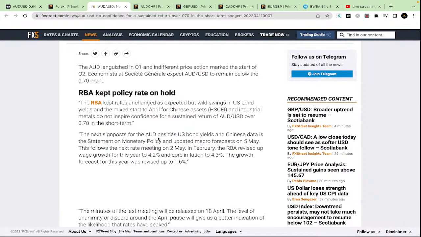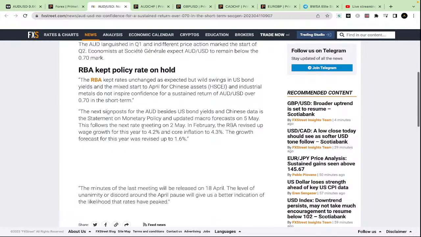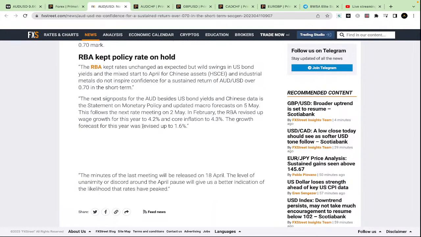The RBA kept policy rates on hold. The RBA kept rates unchanged as expected, but wild swings in U.S. bond yields and the mixed start to April for Chinese assets and industrial metals do not inspire confidence for a sustained return of AUD USD over 0.70 in the short term. So Australia is affected by China's economy, some negative Chinese news and Chinese performance on their assets like industrial metals. The next signpost for AUD, besides U.S. bond yields and Chinese data, is the statement of monetary policy and updated macro forecast on May 5th.